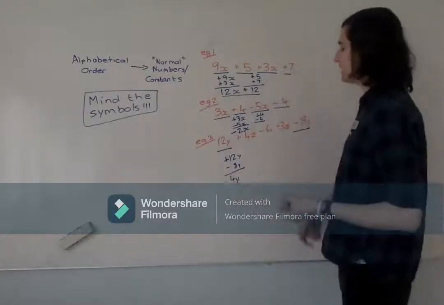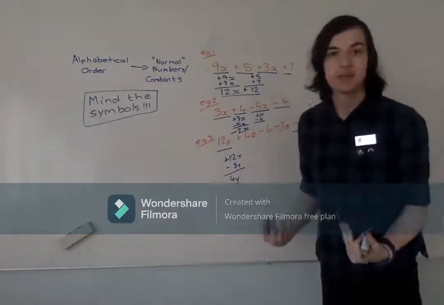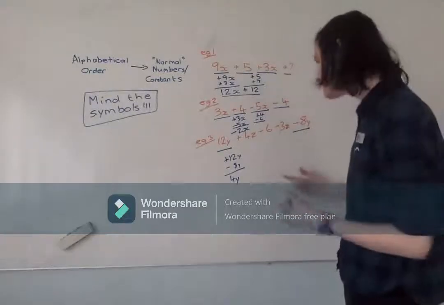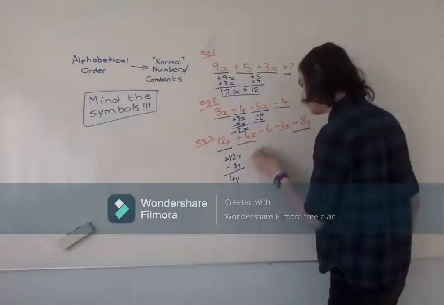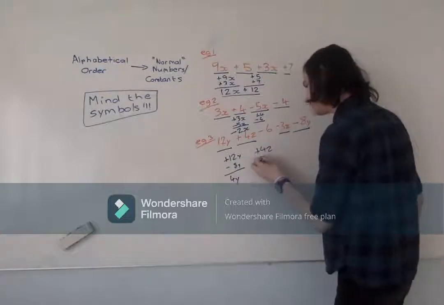There we are. And now we need to deal with the z's. So, the z's. Which terms have got z's in it? Well, we've got a plus 4z. And we've got a minus 3z.